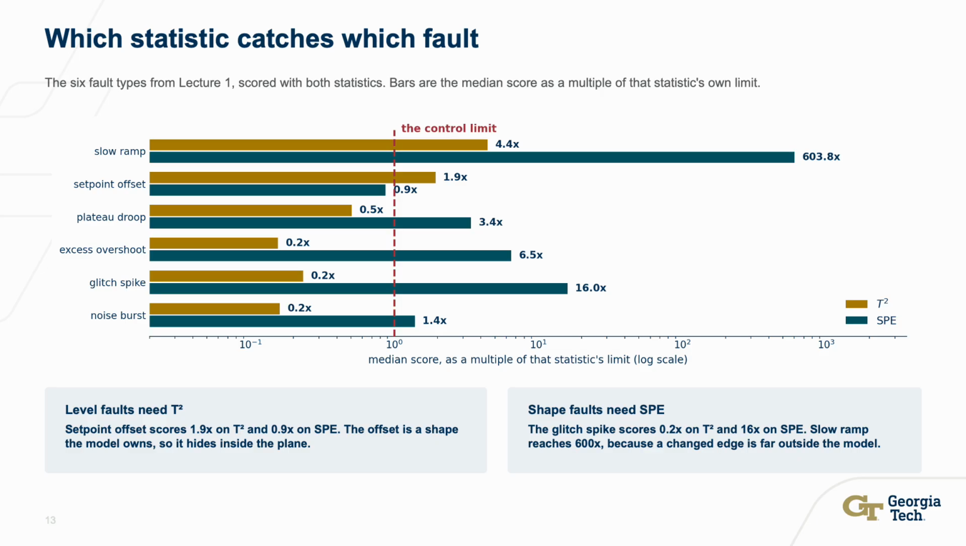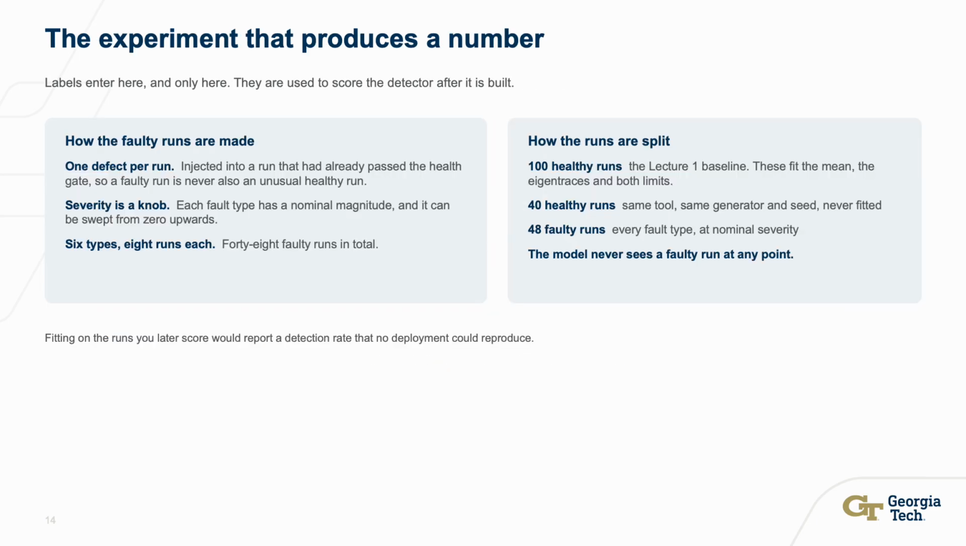If you take one operational habit from this lecture, take this. When you see a paper or a vendor reporting a single anomaly score, ask which of these 2 things it is measuring and what it is therefore blind to. Now we need a number for how good this is, and that means labeled faults and a careful experiment.